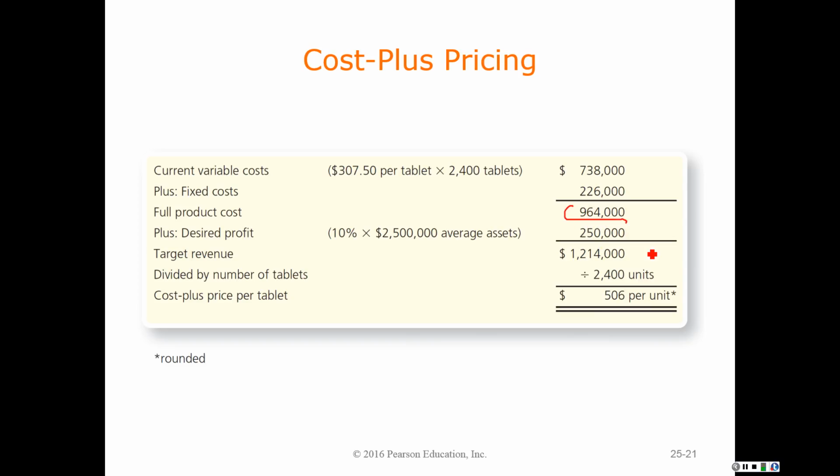It's going to cost us that much to manufacture these 2,400 tablets, but I also want to cover this 250,000 profit margin. So my target revenue for these tablets is 1,214,000. If I divide that by 2,400 units, then we're estimating that we need to sell our tablet for $506 per unit. We're currently estimating the market would pay $500, okay? But if we are a price setter, could we demand $506 or higher?